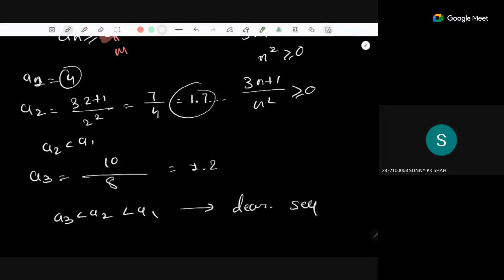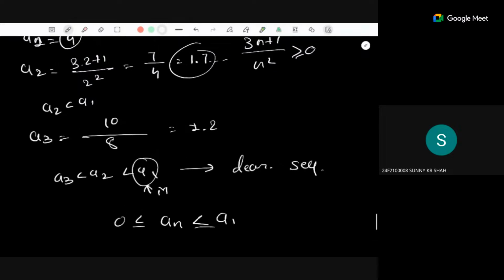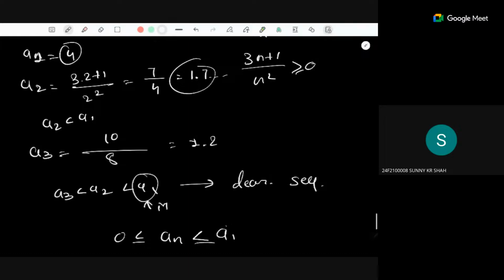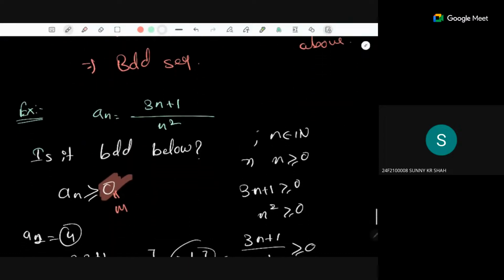You know that for a decreasing sequence, a1 can work as the capital M. So here what we are getting is 0 is less than or equal to a_n, which is less than or equal to a1. So that means this is a bounded sequence. It is bounded below by 0 and bounded above by a1. So this is nothing but a bounded sequence. Is that clear so far? Any doubt?